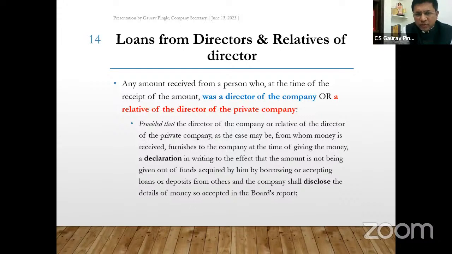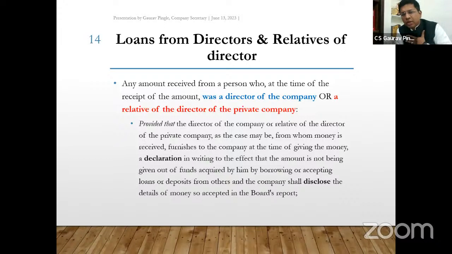Then the proviso says that a director of a company or relative needs to provide a declaration to that effect that the amount is not being given out of borrowed money. So this declaration depends on the declaration given by the director, and we have to ensure that this declaration is obtained. Suppose a director doesn't give the declaration, then it may not fall under this particular clause, because giving the declaration is one of the essential conditions of receiving the amount.